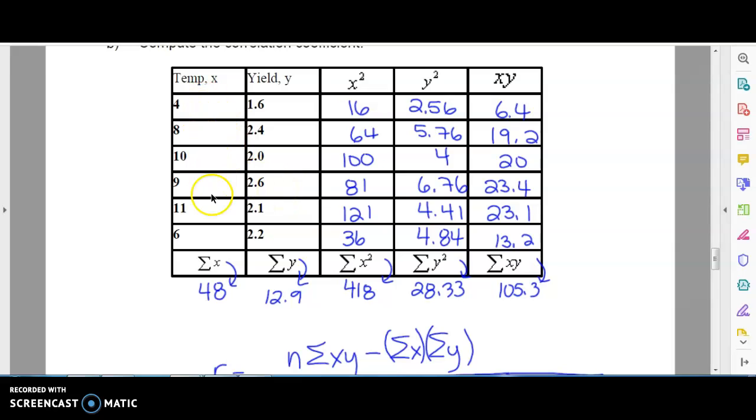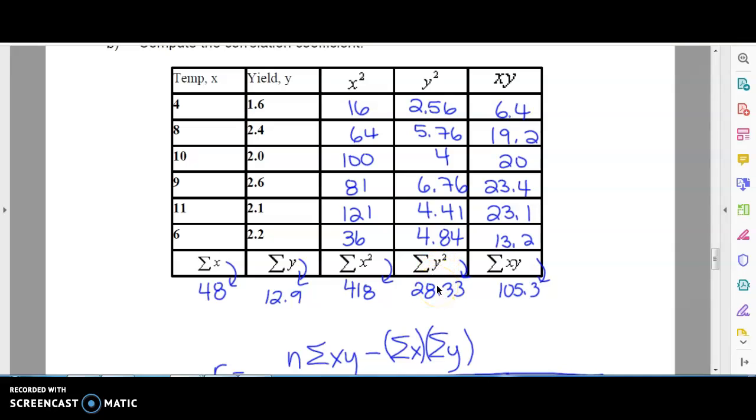So adding all of our x values, we get 48. Adding all of our y values, we get 12.9. Then squaring our x's, so 4 squared is 16, 8 squared is 64, 10 squared is 100, and so forth. Adding up all of the x squareds, the sum is 418. Then do the same thing with all of these y values. You can see these y values are all squared over here. And then the sum of our y squareds is 28.33.